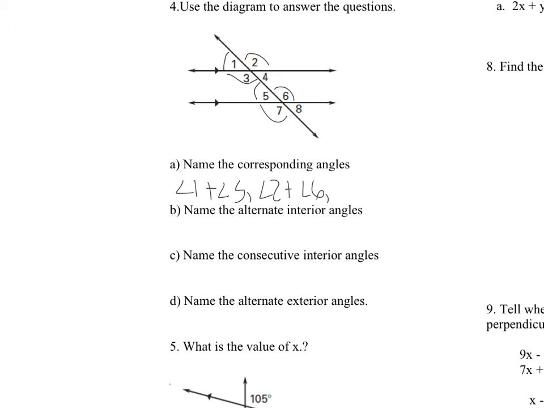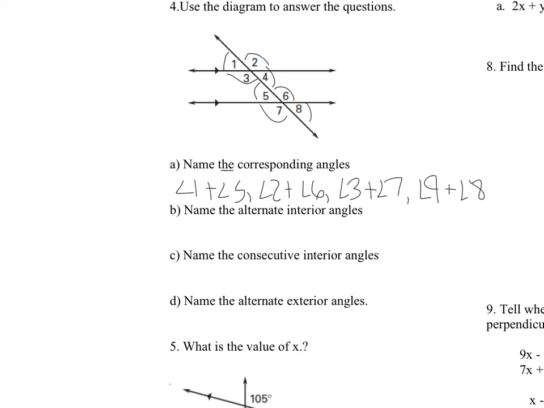3 and 7, and 4 and 8. Sorry, I'm running too fast there. Okay, so corresponding has 4 possible answers because every angle has a corresponding one. And so that's all of them.